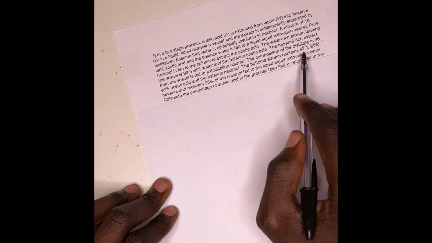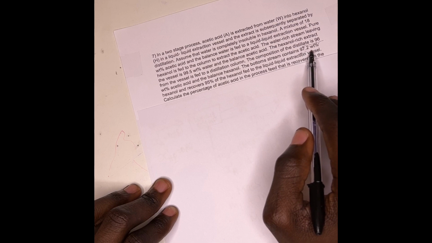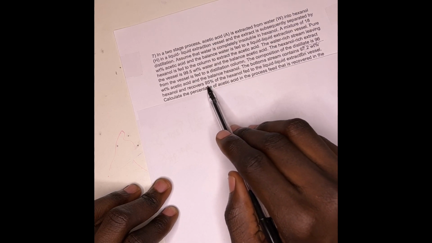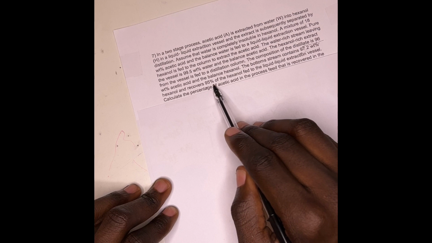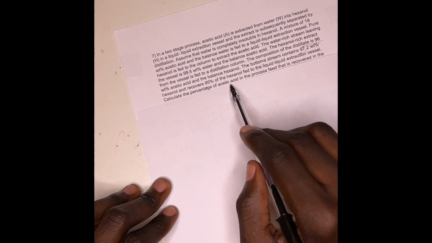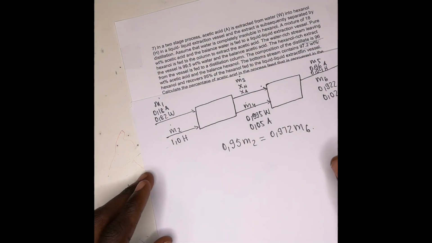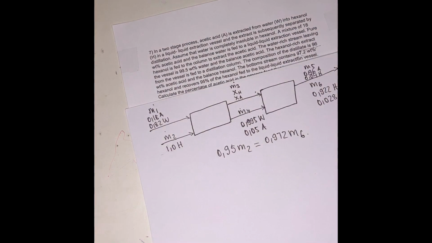The bottom stream contains 97.2% hexanol and recovers, guys, you see this word, recover, 95% of the hexanol fed to the liquid extraction vessel. Calculate the percentage of acetic acid in the process. That is the question, guys. Now, the step is to draw the diagram. So this is how you will draw the diagram of that question. I don't know if you guys can see, this is exactly how you will draw these things.